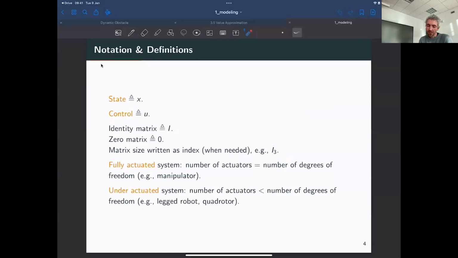You will often hear me say that a system is fully actuated or a system is underactuated. So let me clarify what I mean by that. By fully actuated, I mean that the number of actuators of the robot is equal to the number of degrees of freedom. So a robot manipulator typically is fully actuated because you have one motor at every joint. So no problems there. Underactuated is when instead the number of degrees of freedom is greater than the number of actuators. And that's going to be the case for basically all mobile robots.